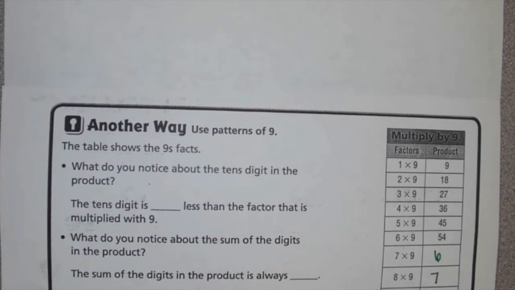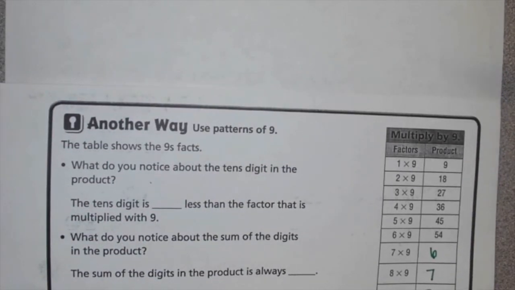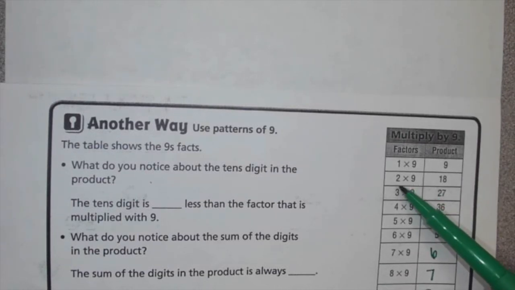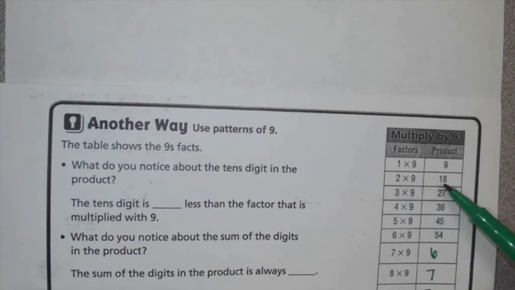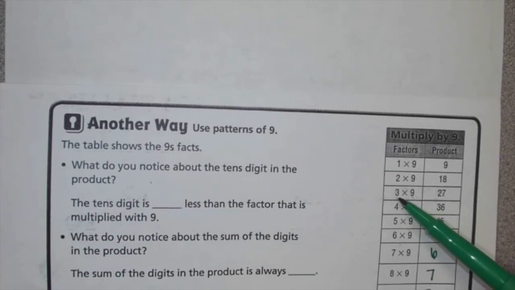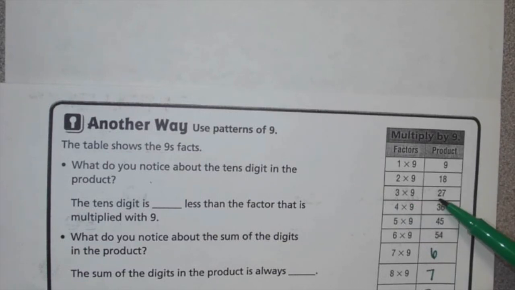Okay, so basically what that means, so look, this is really cool. So let's look at 2 times 9, okay? Notice 2 is getting multiplied by 9. If we subtract 1 from 2, we get 1, okay? Look at 1 and 18. Look at 3 times 9. What is 3 minus 1? 2. Notice there is 2 tens in the answer, 27.